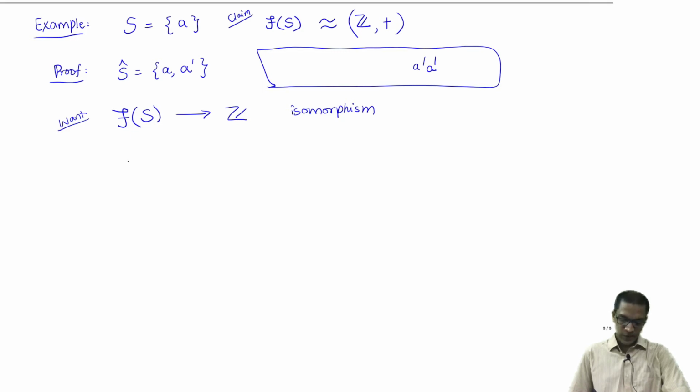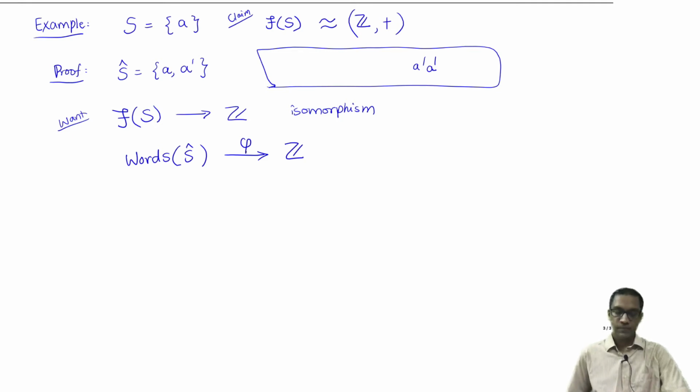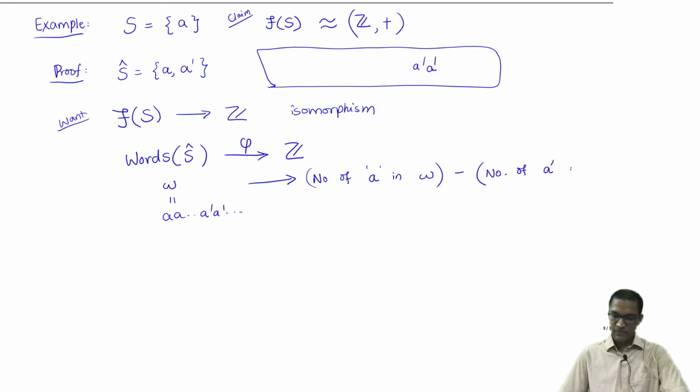But as an intermediate step, let me try doing this at the level of words. Let me look at all words in A and A prime and define a map from that to the integers. I'll call that map phi, and here's my map. I write my word W. It's some bunch of A's and some bunch of A primes. Now my map maps W to the number of A's in W minus the number of A primes in W.